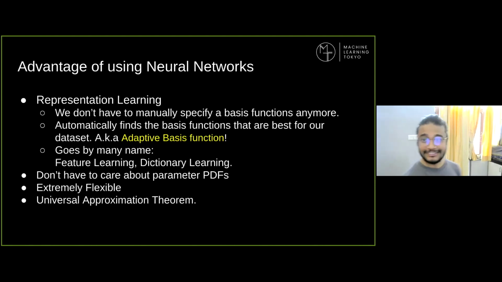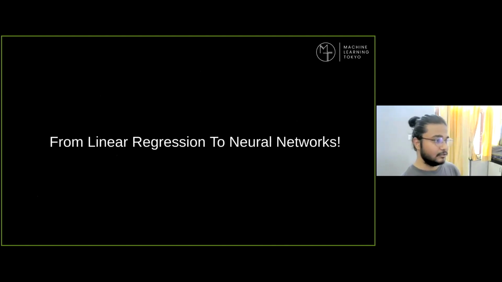So now that we know why we need neural networks, just to recap, we need neural networks in order to create features that are best for our data sets, right? So that we can have a good classification or good regression, right? But how can we go from linear regression to neural networks, right?